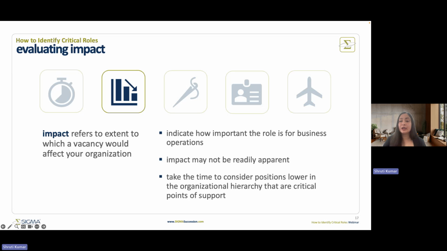You'll then move on to evaluating impact, the extent to which a vacancy would affect your organization. Now, impactful roles are those that allow your business to operate as per usual, and it often includes senior decision makers. However, impactful roles may not always be the most obvious, so you want to take the time to consider whether an overlooked position might really be a critical point of support. Remember that case study we discussed earlier, the project management role may have been considered a critical role. So the stronger the impact, the higher you would rate this role for this criterion.